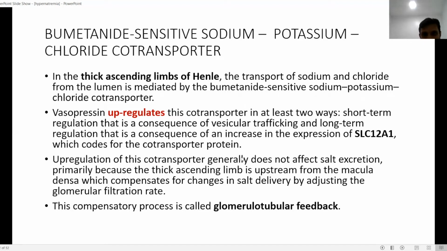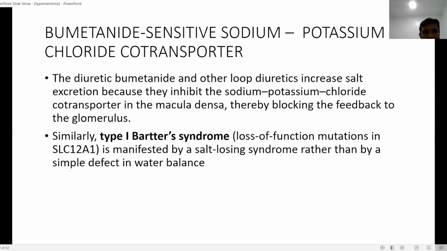Upregulation of this co-transporter generally does not affect salt excretion because the thick ascending limb is upstream of the macula densa, which compensates for the change in salt delivery by adjusting the glomerular filtration, as I told before, due to tubuloglomerular feedback. But the diuretic bumetanide, and other loop diuretics, increase the salt excretion because they inhibit the channel in the macula densa, thereby blocking the feedback.